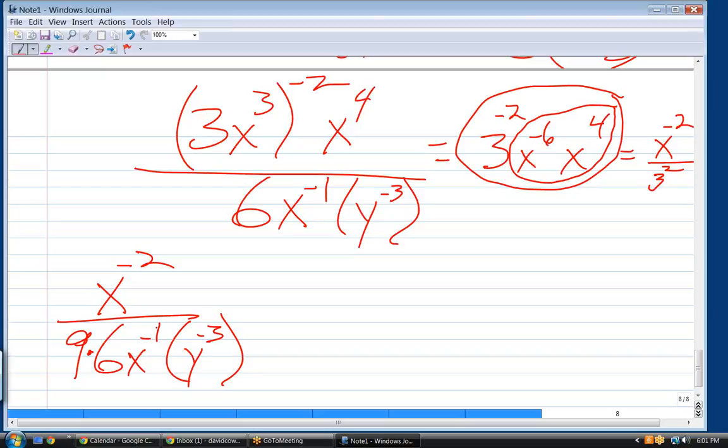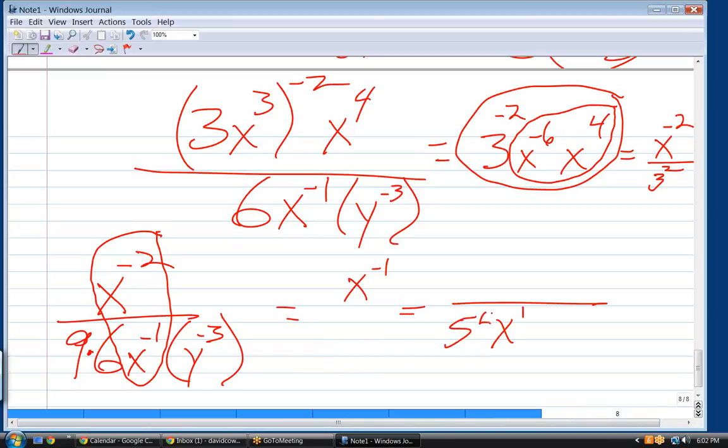But before we even get to that, what are we supposed to do there? We're dividing same base. Then you're going to subtract. Minus 2 minus a minus 1 is minus 1. So this becomes x to the minus 1, but let's put it in the denominator as x to the positive 1. We still have this 9 and that's 6, which is 54. We've gotten rid of that term and that term. And so the only thing left is y to the minus third. If we want positive exponents, we're going to put it right there. That is your answer.